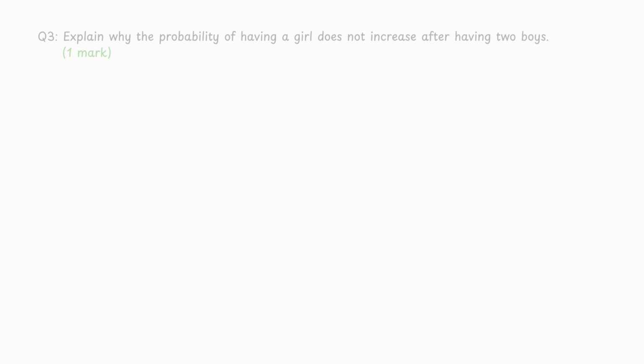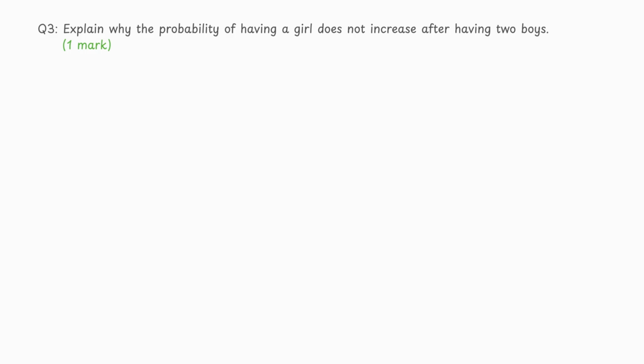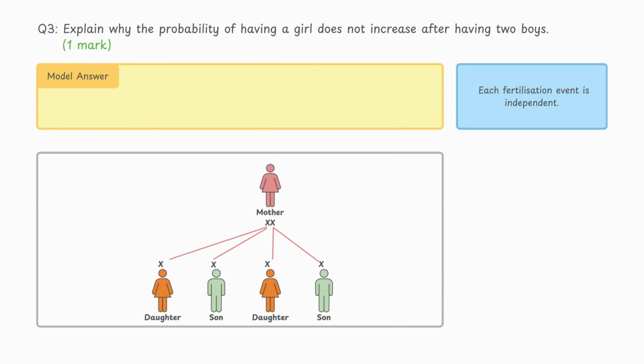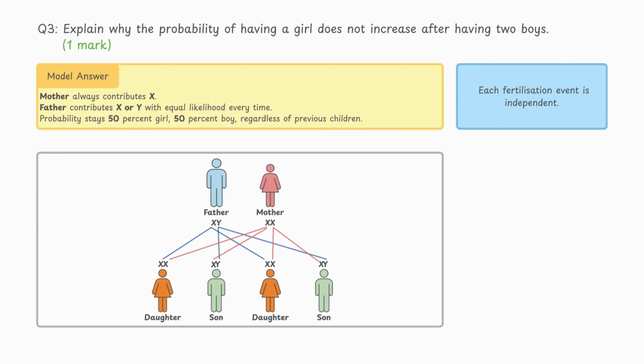And for the last question, explain why the probability of having a girl does not increase after having 2 boys. Each fertilization event is independent. The mother always contributes an X chromosome, and the father contributes X or Y with equal chance each time. So the probability remains 50% for each sex.